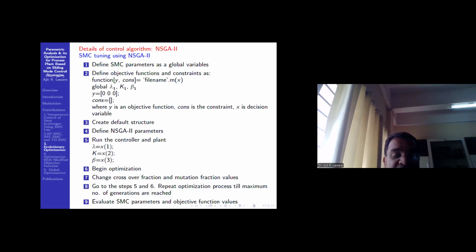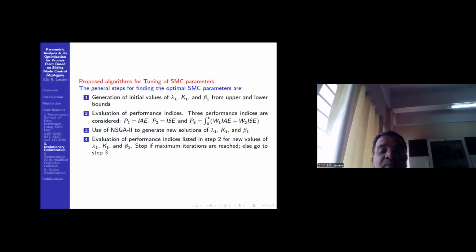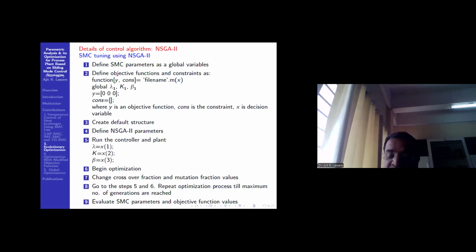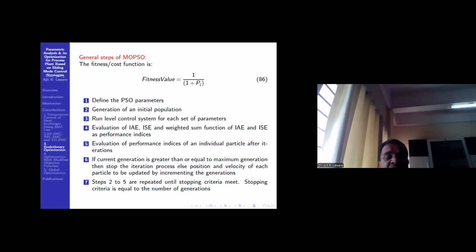So here x1, x2, x3 are the three state variables, and you have to assign them to the controller parameters, and evaluate the SMC parameters like lambda, k and beta, and objective function values like p1, p2 and p3. That's all. Then I'm making each cost function 1 by 1 plus pi. Why am I taking 1 by 1? To remove the divide by 0 error.